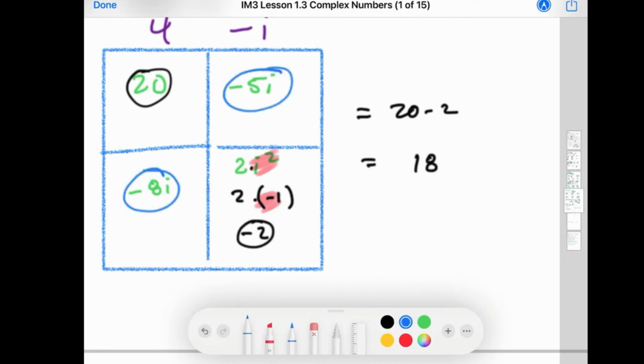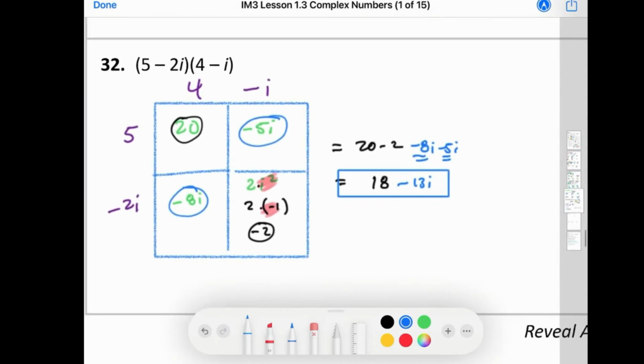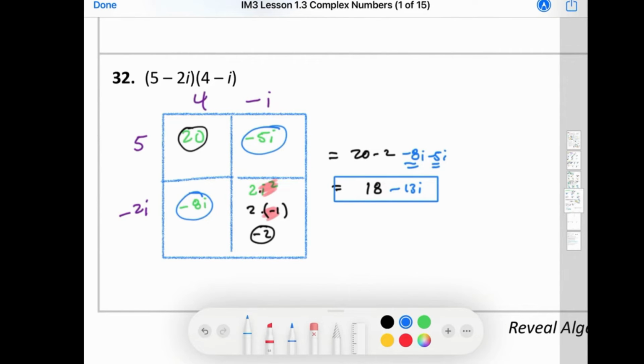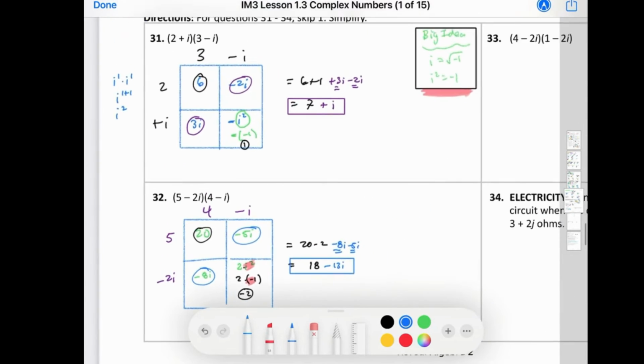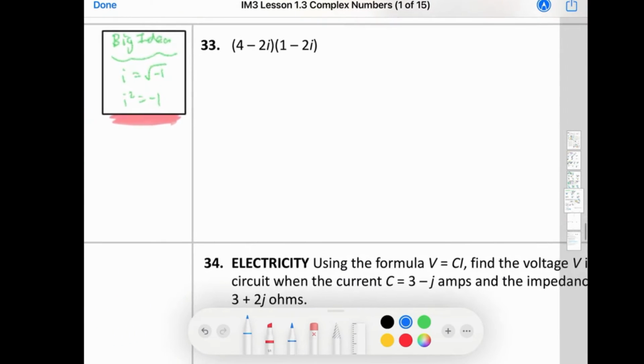And negative 8i minus 5i gives me negative 13i. Now pay attention, that's not negative 13i squared, because you're just adding, which means you just go to the numbers in front. Okay, so that was number 32. We completed number 31. All right.